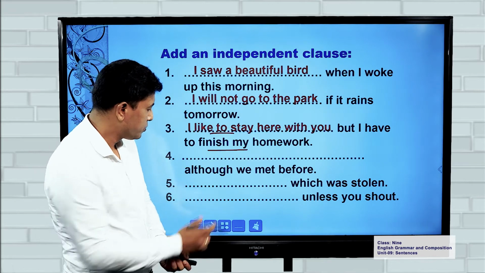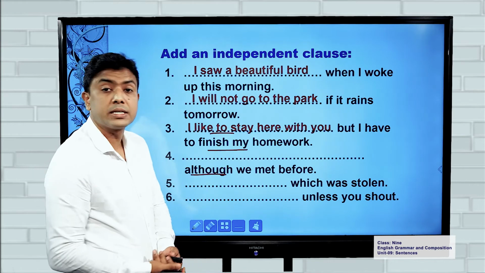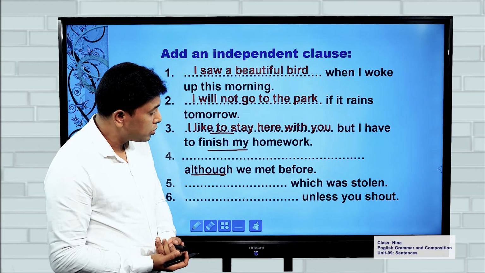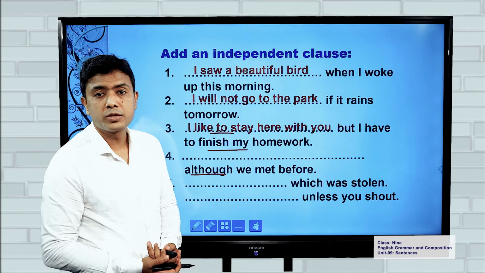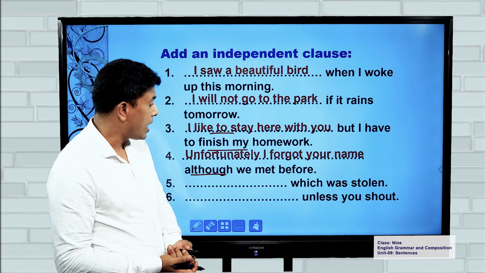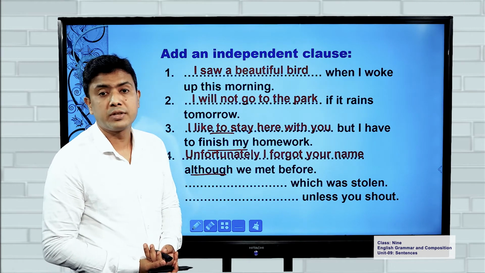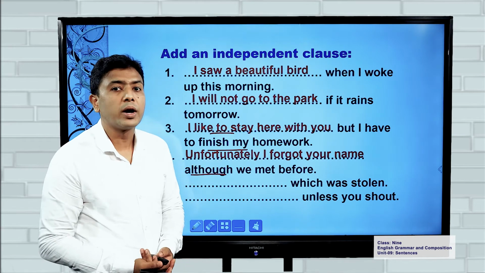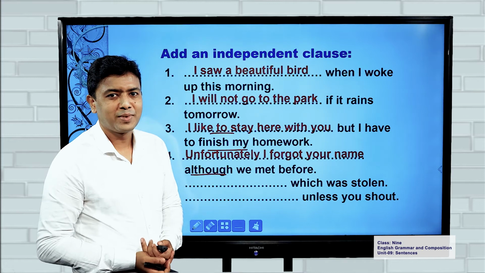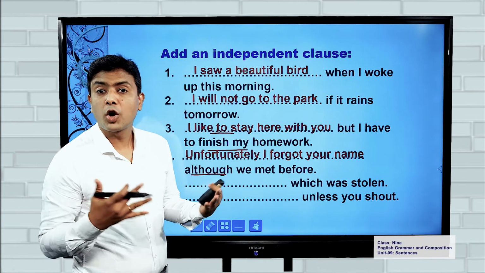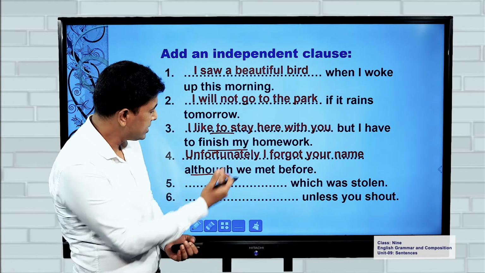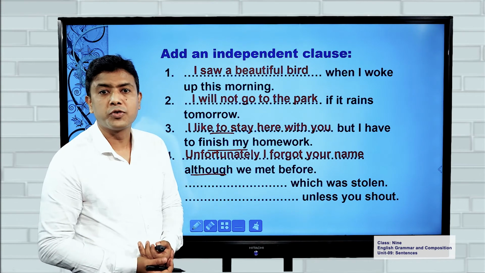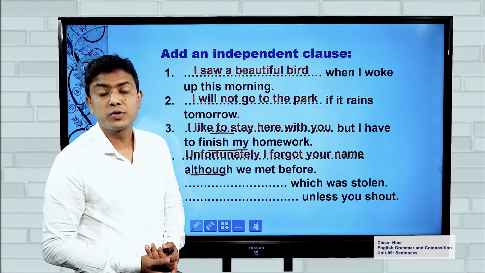Number 4, we have the use of although. Again, it is a contrastive idea. Although we met before. So if I write in this way, unfortunately, I forgot your name. So what we mean, usually when we meet someone, we remember the name, we remember the face, we remember the contact. So if I write in this way, unfortunately, I forgot your name, although we met before. Altogether, it makes a beautiful sense.